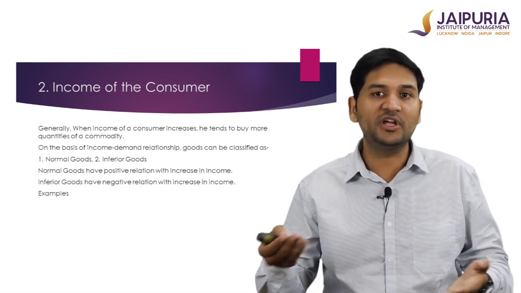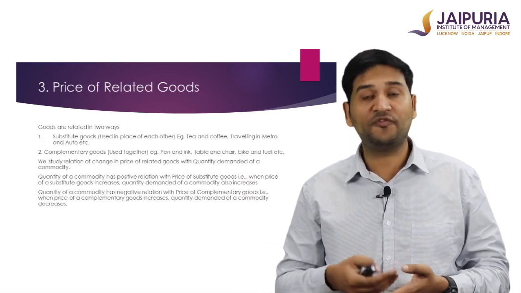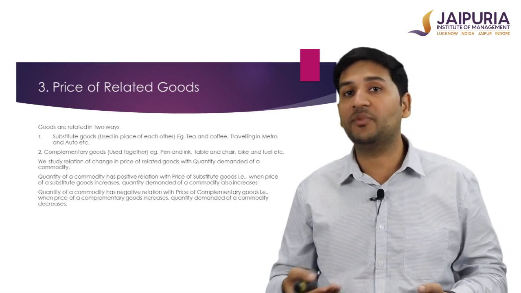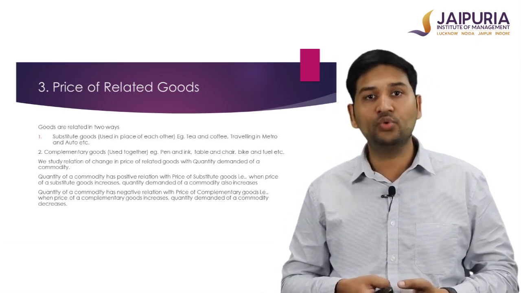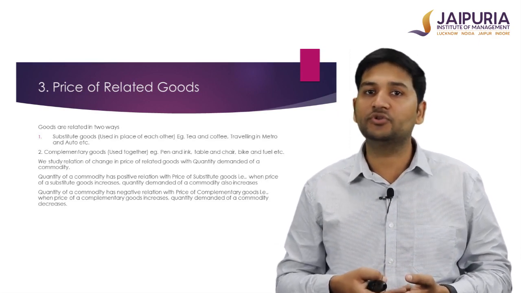So this is inferior commodity. Now next is price of related goods. This is the third factor influencing demand. Now, goods are related in two ways. Number one is substitute goods and number two is complementary goods.